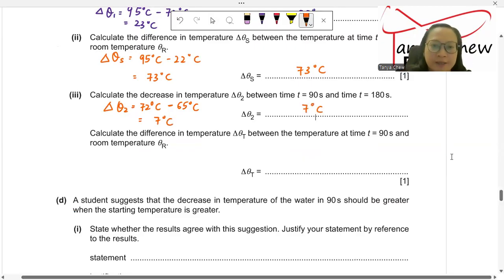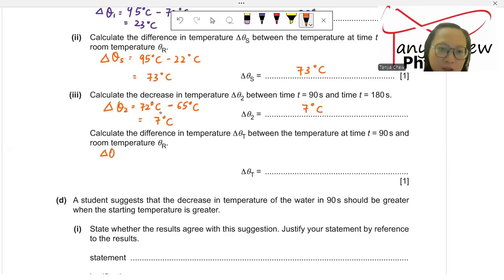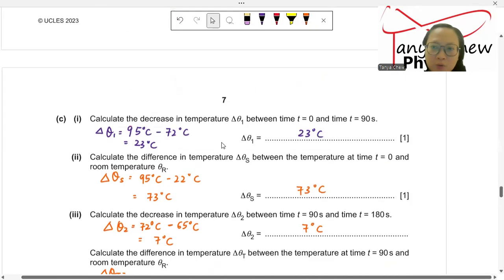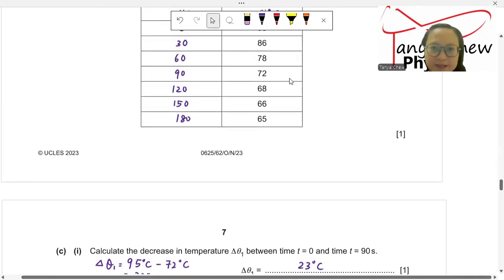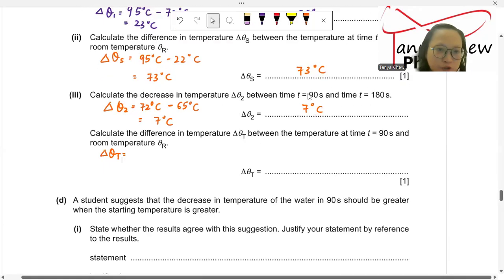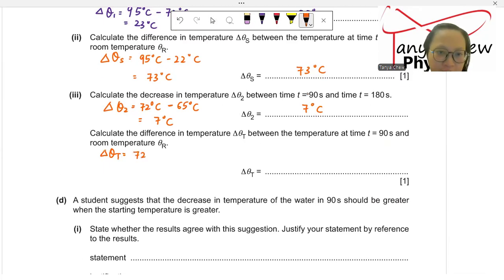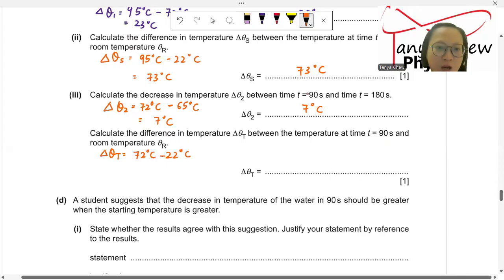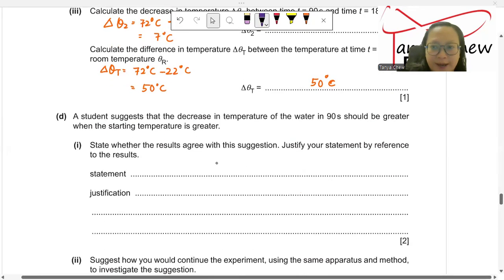And calculate the difference in temperature delta theta T between the temperature at time T equal to 90 seconds and room temperature theta R. So delta theta T at time equal to 90 seconds is 72 degrees Celsius minus room temperature, 22 degrees Celsius, and I get 50 degrees Celsius. Now, okay, let us look at the next one.